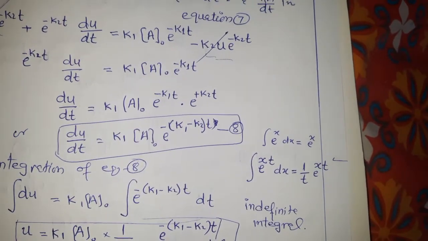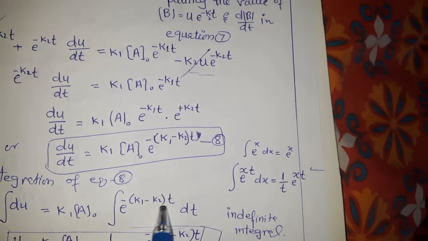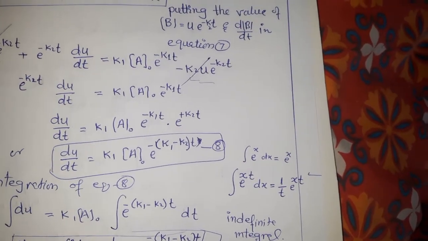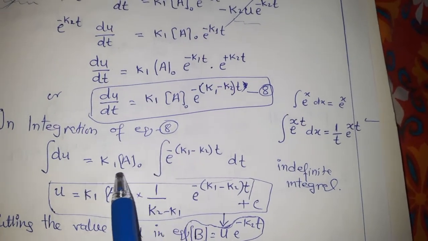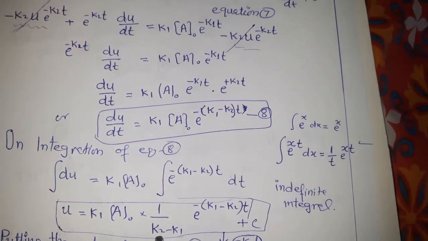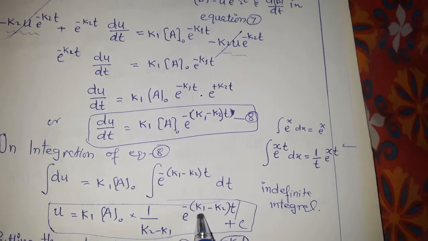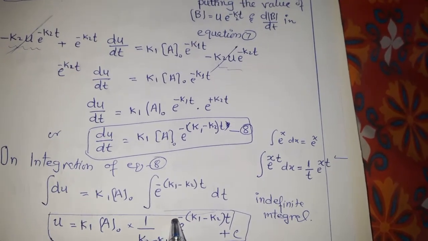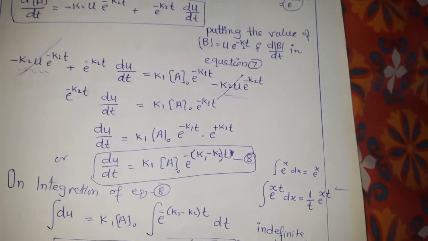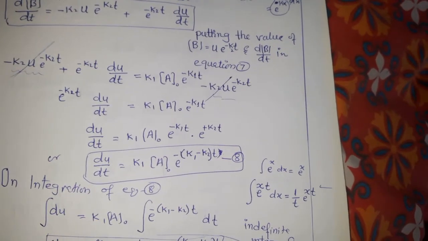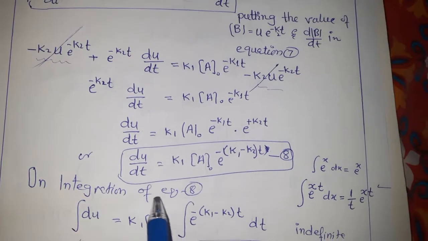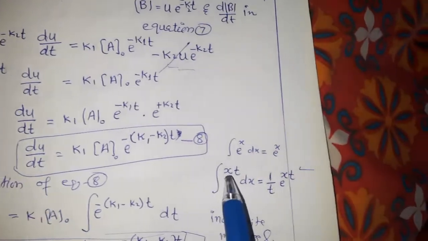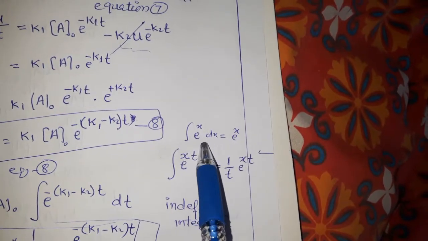We applied the same formula over here. After solving this, applying this formula here, we got 1 over k2 minus k1 e raised minus k1 t plus c, where c is constant. This minus sign we already took common. We can solve this equation by integrating it. For integration we have to use the general integration formula.